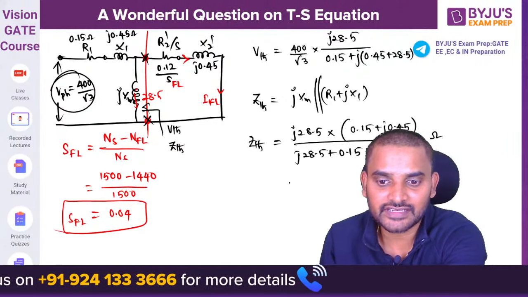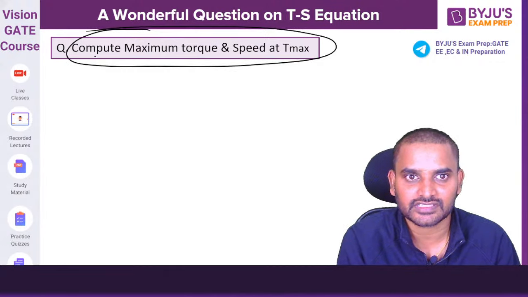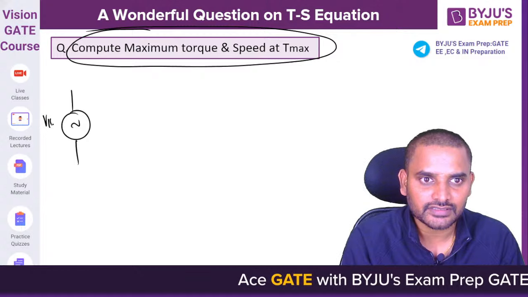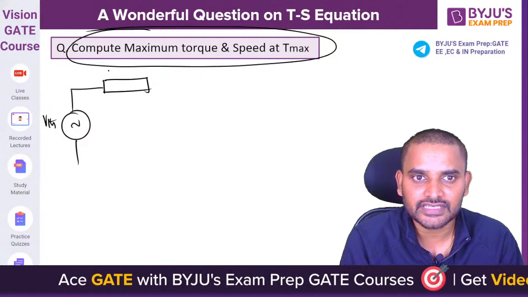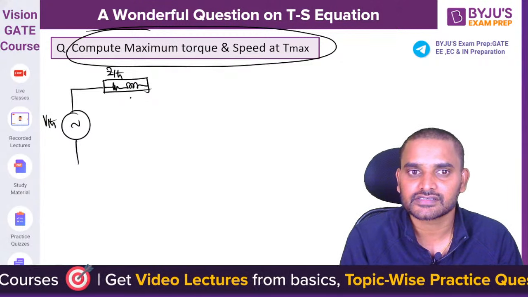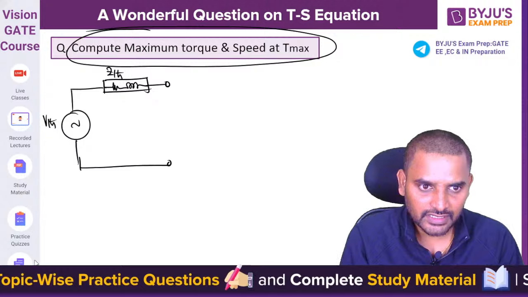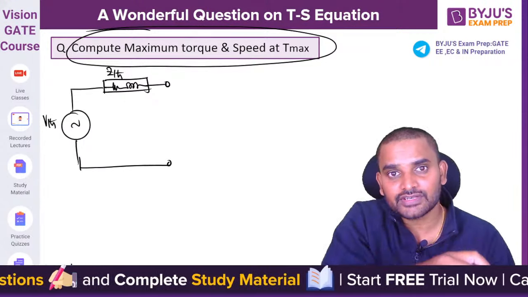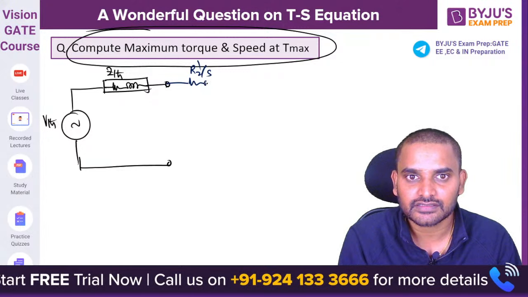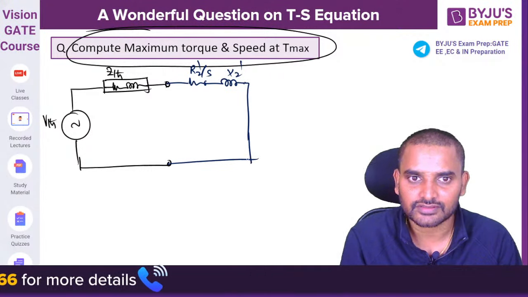So after getting this Thevenin's voltage and Thevenin's impedance, there is the next question. He is asking for maximum torque and slip corresponding to maximum torque. Now we will be representing the Thevenin's voltage and Thevenin's impedance, which will have R and reactance. After that, the rotor circuit equivalent is R2 dash by S, X2 dash, and this is a short circuit.